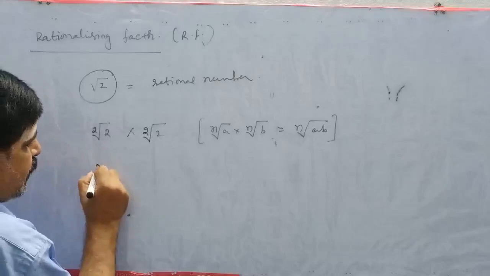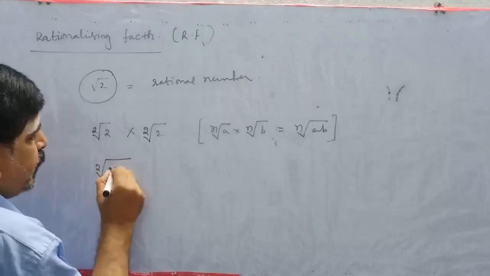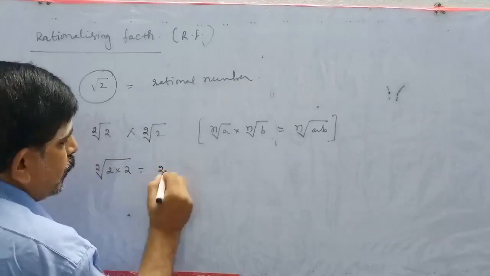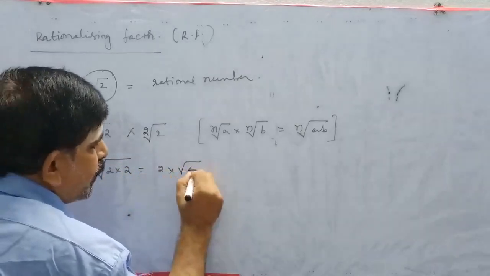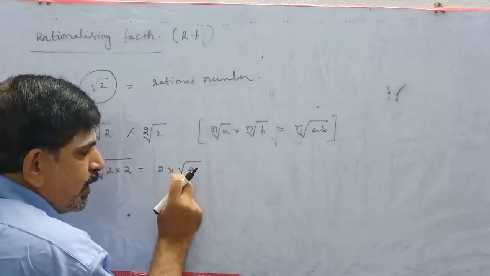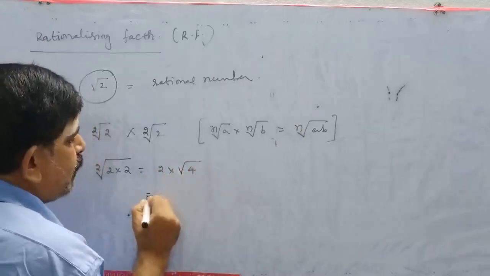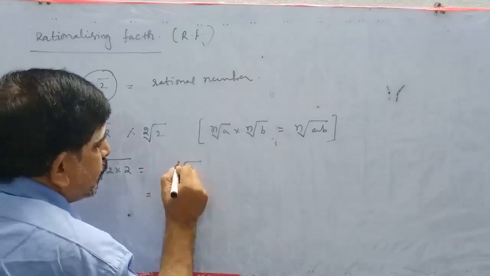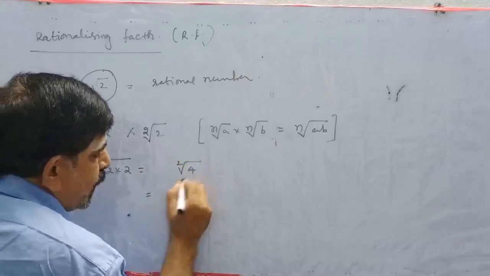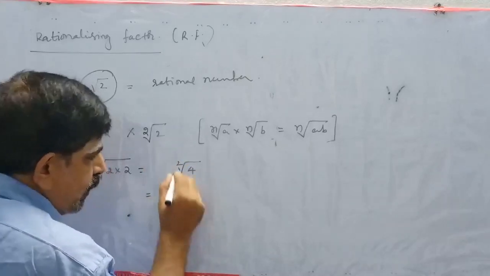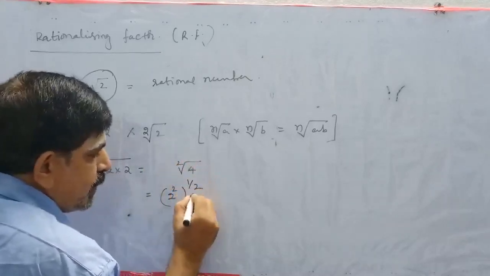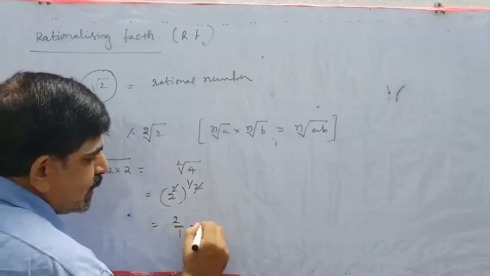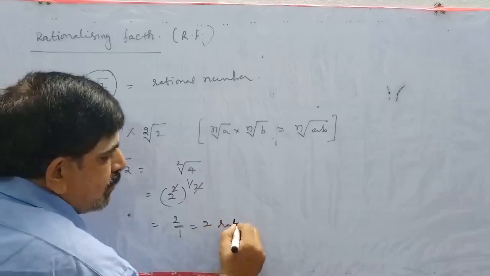So here square root of 2 into square root of 2. So square root of 2 into 2. So this square root of 2 into 2 can be written as square root of 4. So what is the meaning of root? It is whole to the power of 1 by 2. So this is square root. Now 4 can be written as 2 square whole to the power of 1 by 2. So this 2 gets cancelled, then 2. So 2 by 1 is 2. It is a rational number.